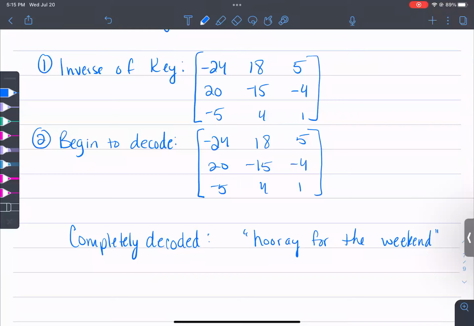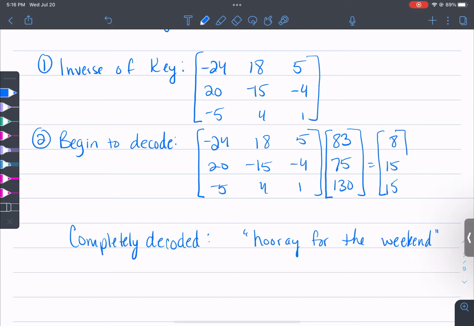Sorry, I just realized I made a mistake back here. This should be multiplied by the column matrix. The product of those two matrices is 8, 15, 15, which decodes to HOO. So notice the strength of encoding the message. This column does not have two of the same numbers here, but after decoding using the key, we do end up with the same two letters. So it's a very strong way to code a message.